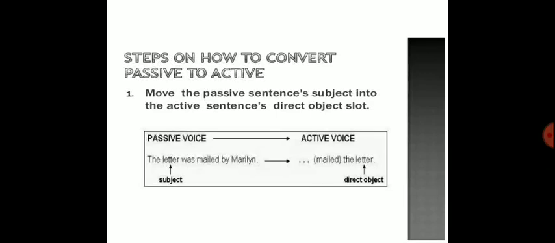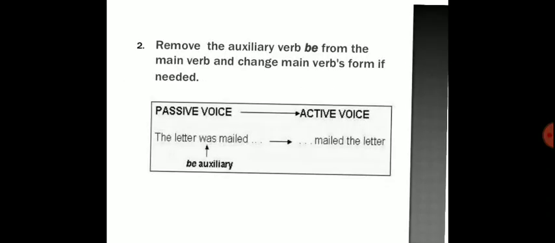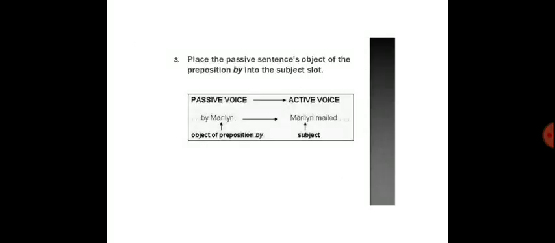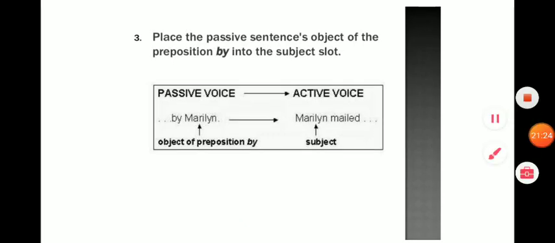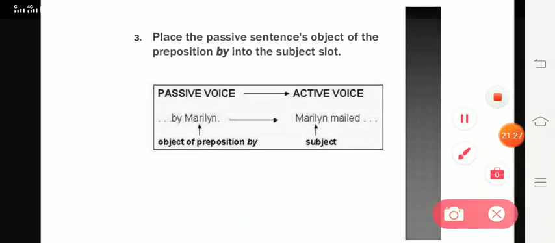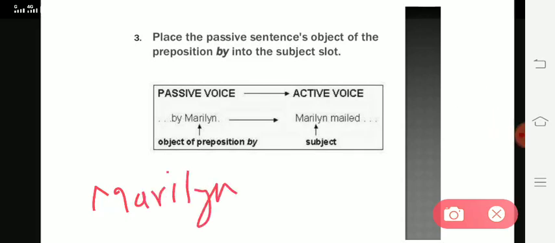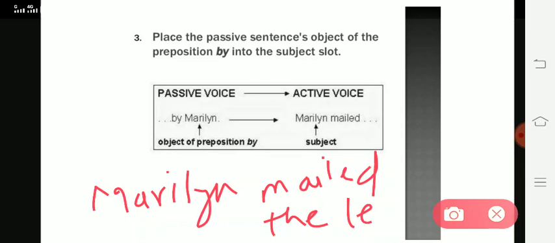The letter was mailed by Marilyn, so our object is going to become the subject, and the subject is going to become the object. We are going to remove the to be forms which we used in passive voice. Then we are also going to remove the preposition by, and our final answer will be: Marilyn mailed the letter.